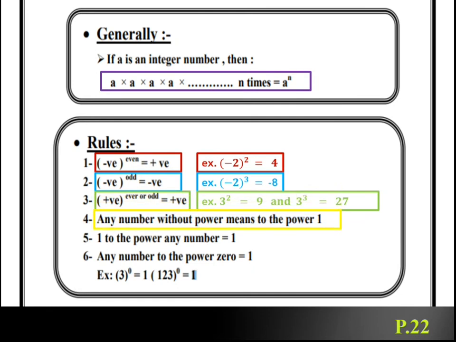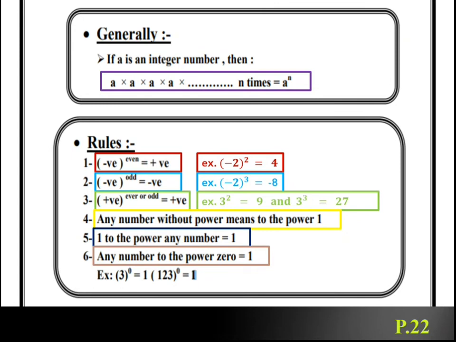Any number without power means to the power of 1. For example, if I have a number 5, here without power, our power here is 1. 5 without power means 5 power 1, but we don't write power 1. Okay? Number 5, 1 to the power of any number equals 1. For example, 1 power 5 equals 1, 1 power 9 equals 1, 1 power 2 equals 1, 1 power 7 equals 1.